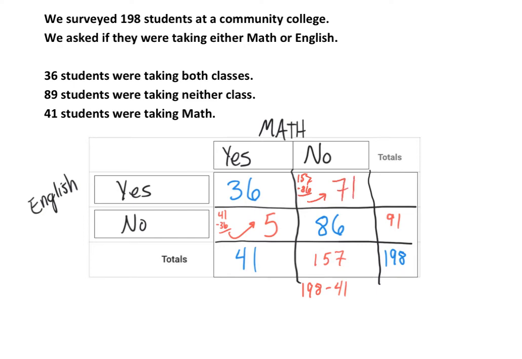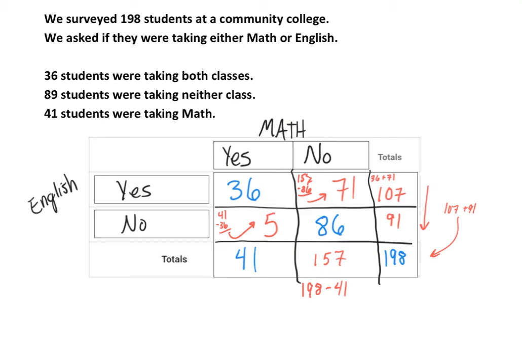Now finally, let's look over to see the total number of people who are taking English. I see there are 36 people who are taking English and taking math. And I add to that the 71 who are taking English but not taking math. And what I get, 107. A nice check is to make sure now when I add down, we better get 198. So 107 plus 91, we get 198. So that's a nice check. It should all lock into place once we fill this out.